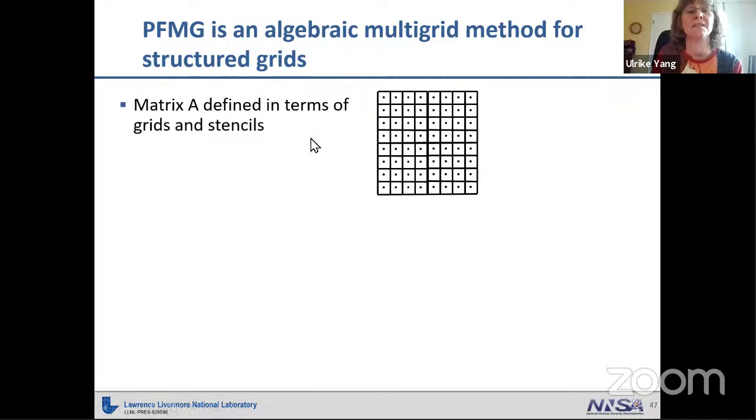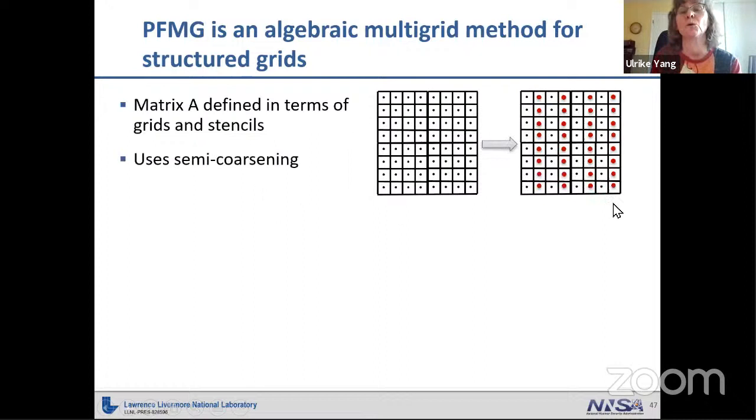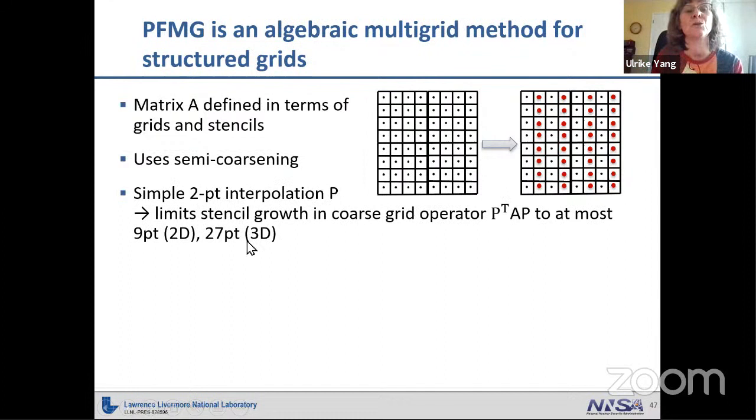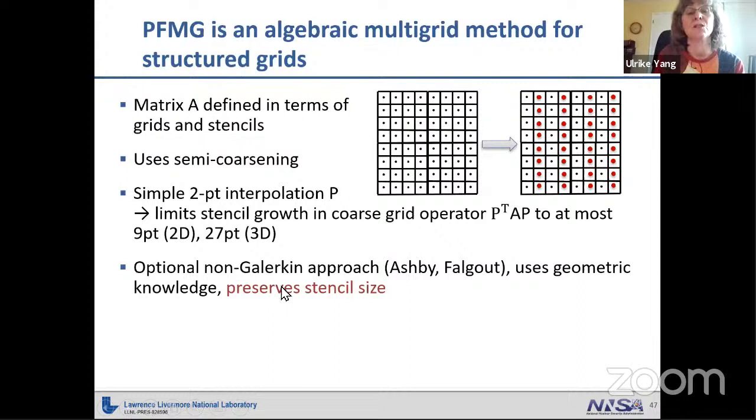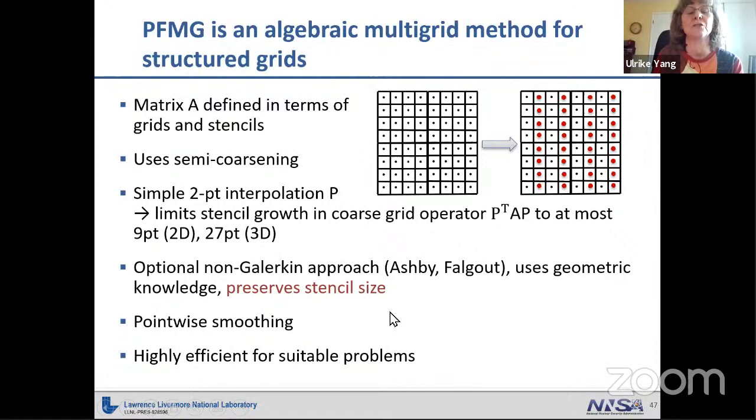As I said before, A is defined in terms of grids and stencils, so we know the grid at the beginning. PFMG uses semi-coarsening for coarsening. Then it uses a very simple two-point interpolation, which essentially takes a point and interpolates from the two points next to it, because it's semi-coarsening. The nice thing about this is that it really limits your stencil growth for your coarse grid operator P transpose AP. In 2D, you get at most 9 points and at most 27 points in 3D, which is very different from BoomerAMG, where you can have very large stencil growth. We also have a non-Galerkin approach, which even preserves the stencil size, so in 3D it would keep it to 7 points. Then we use a pointwise smoother. This is really efficient for suitable problems, as you can imagine, and as you've seen in the previous slide.